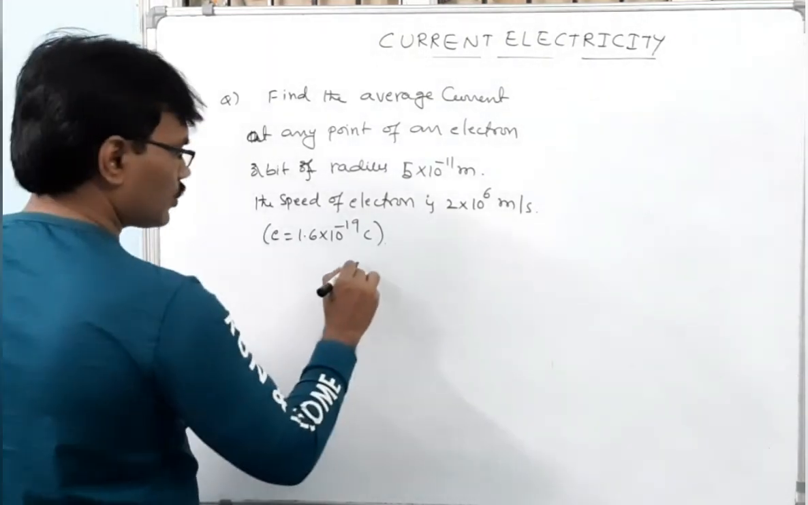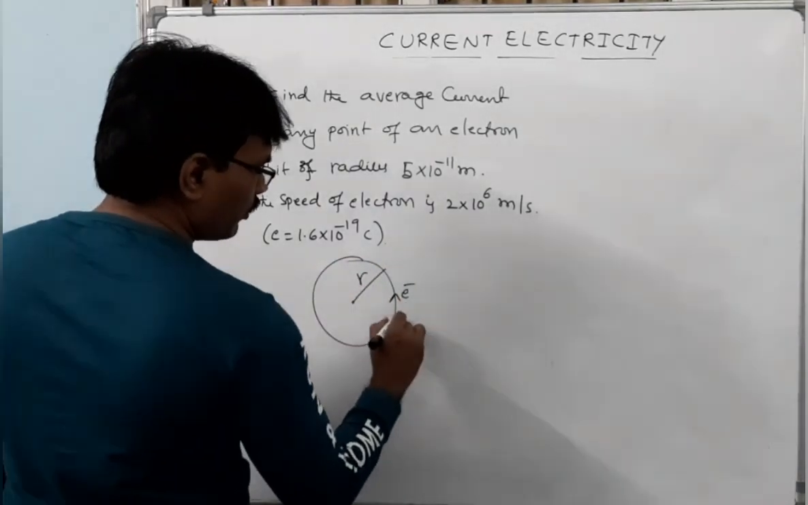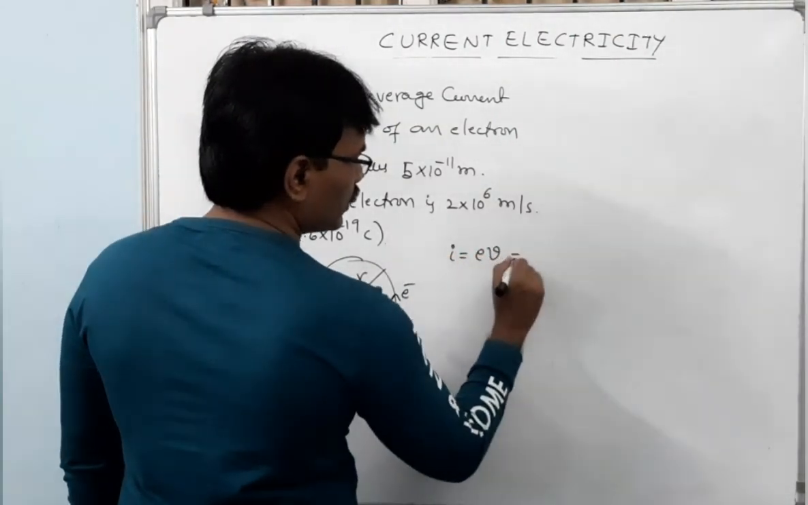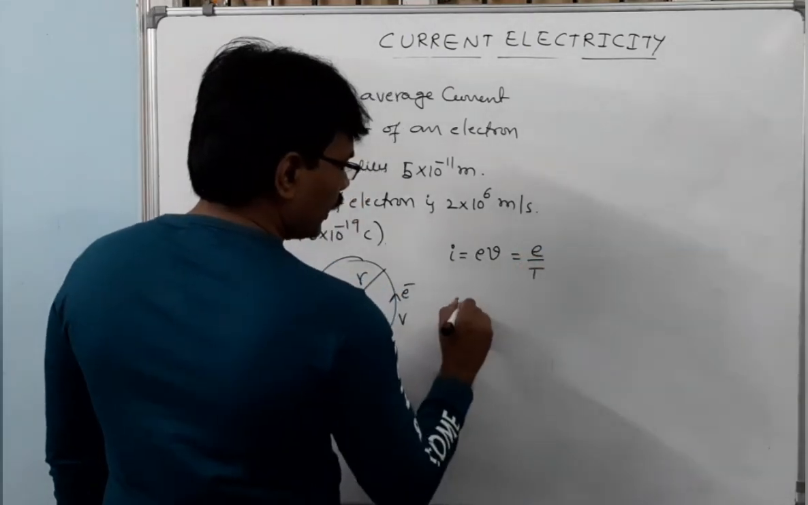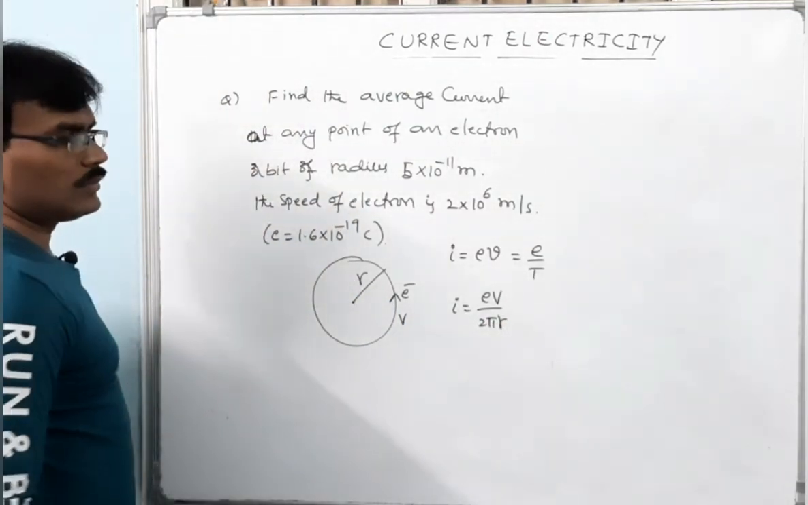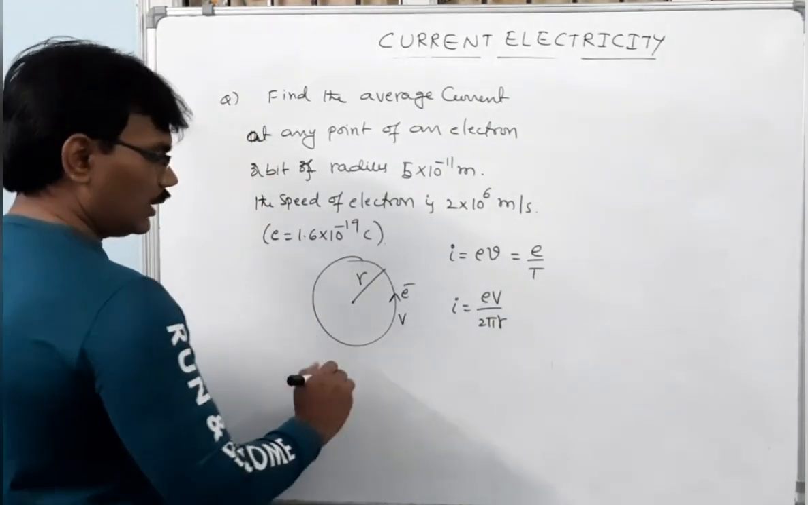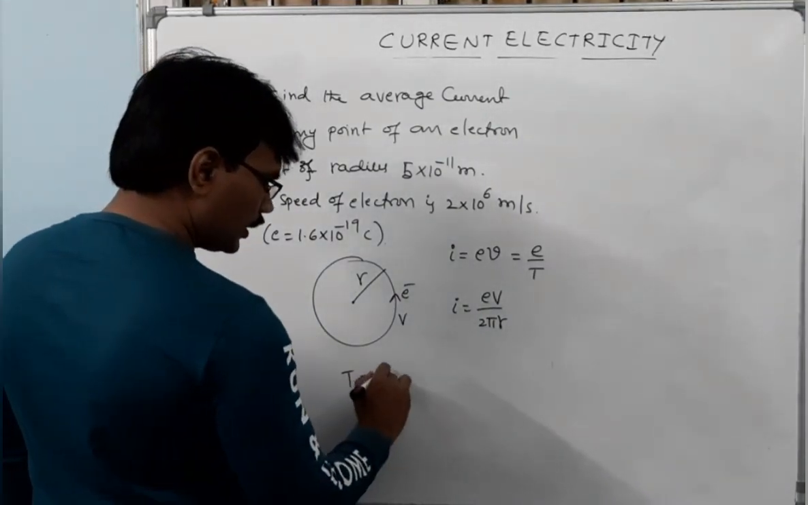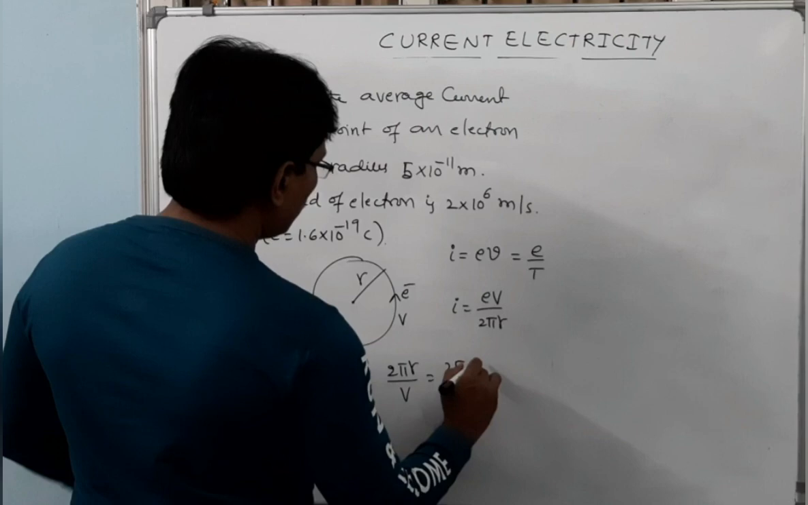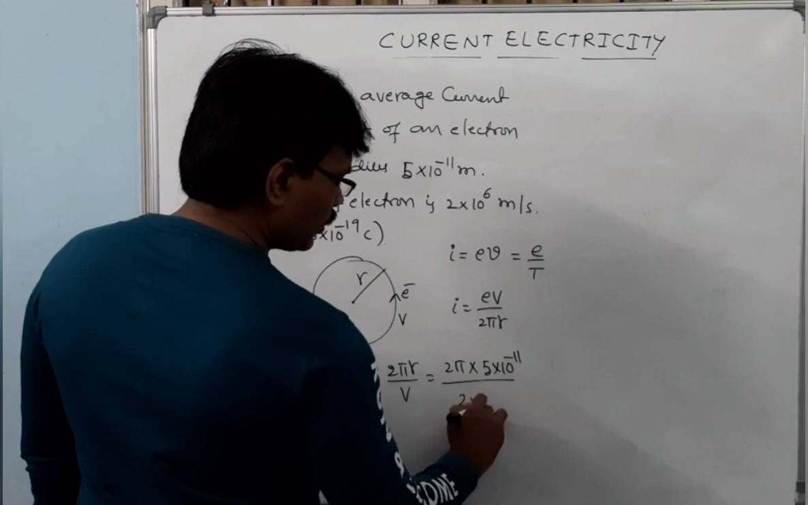point of that orbit? This is an electron orbit of radius r, and the electron is moving with speed v. In two ways we can do it: I is equal to E into frequency, or E upon time period, or I is equal to EV upon 2 pi r. Anything you can apply. If you want to find it separately, first the time period is distance 2 pi r divided by speed. So it is 2 pi into the radius 5 into 10 power minus 11 meters divided by the speed 2 into 10 power 6 meters per second.